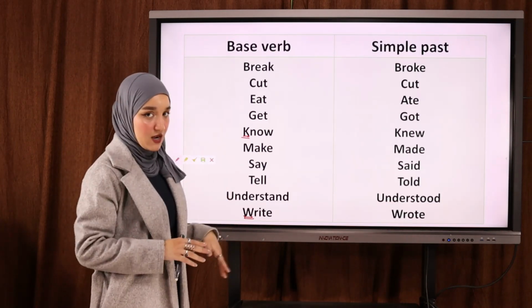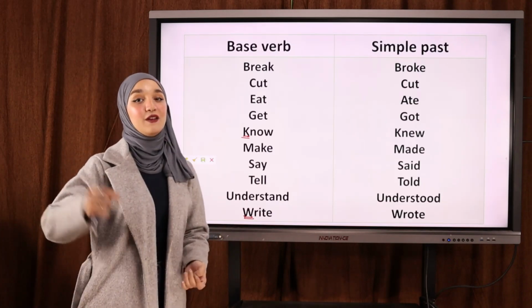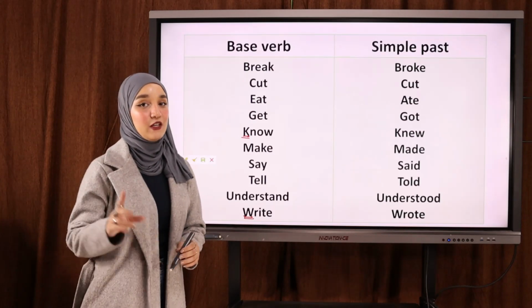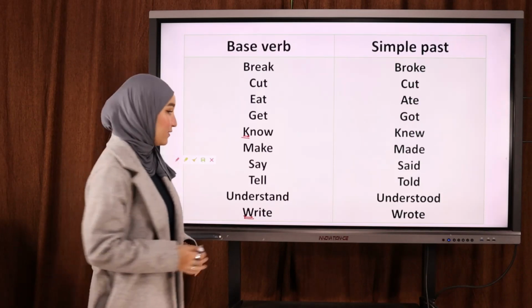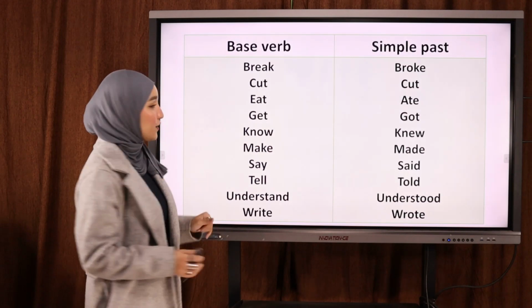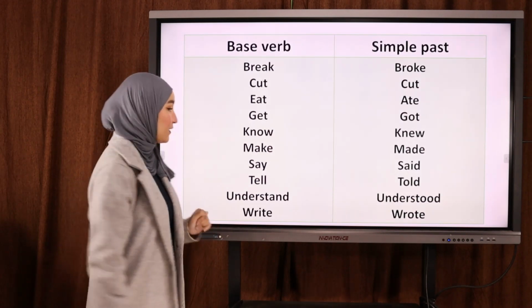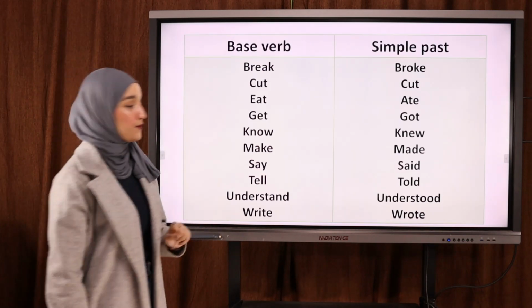So again, this is not the whole list. This is part of the list. I will leave the list in the description box so you can check it out. And please, do check it out, okay? So again, these are a few examples of irregular verbs in the past simple with all the personal pronouns. Okay?